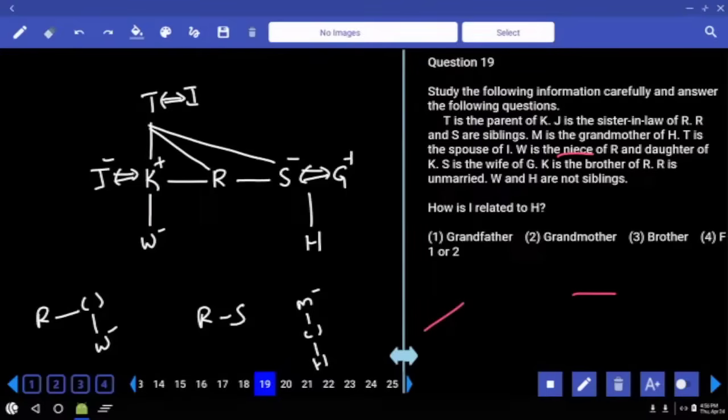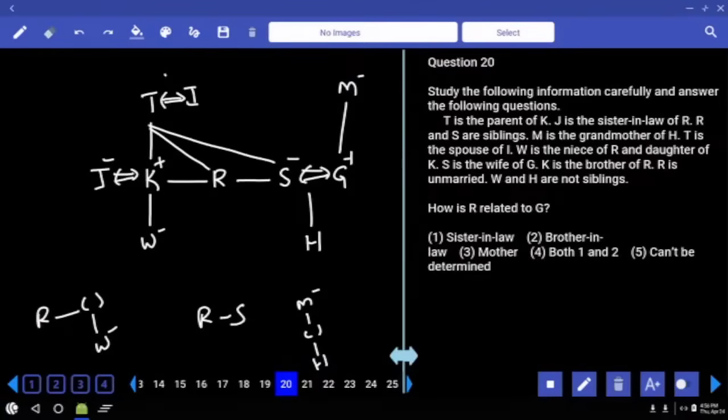If H is here, M is the grandmother, and one of the grandparents must be between T and I, the other one must be M. Then how is I related to H? I's gender is not known. Either grandfather or grandmother, so it cannot be determined, choice 5, question number 19. Then 20th: how is R related to Z? The gender of R is not known. Maybe brother-in-law or sister-in-law. Cannot be determined, choice 5.